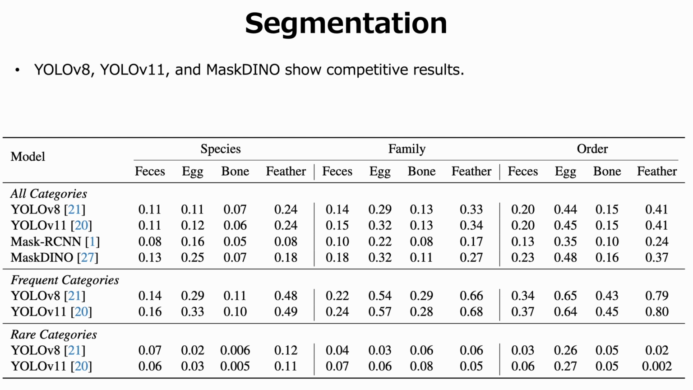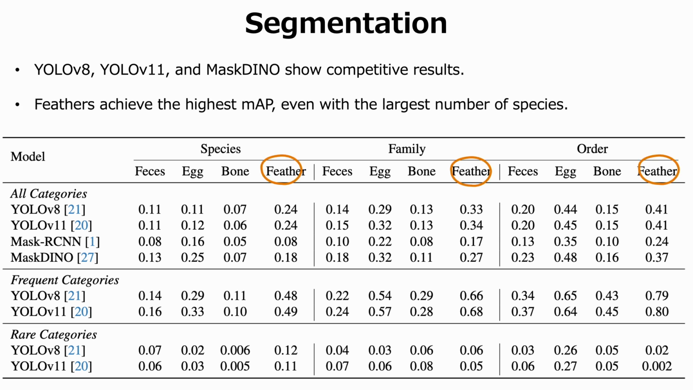YOLOv8, YOLOv11, and Mask DINO perform comparably across segmentation tasks. Among all trace types, feathers consistently achieve the highest mAP, even though they include the largest number of species. This might be attributed to their distinct color appearance.